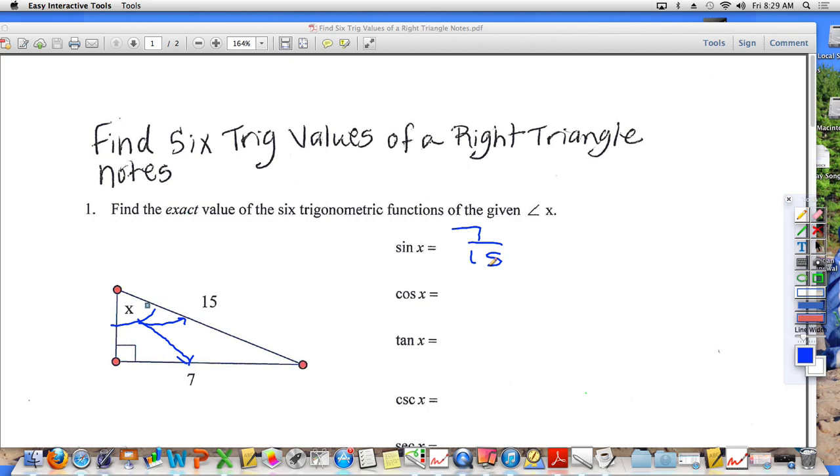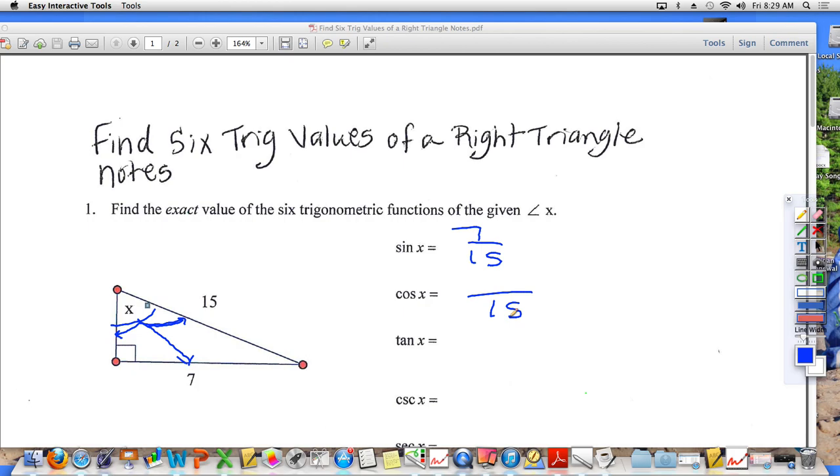Well, cosine means what? Adjacent over hypotenuse. Good job. Adjacent to x is this side. The hypotenuse again is the 15. So it is going to be something over 15. But we don't have the adjacent side. So what are we going to do to find it? Pythagorean theorem. And that's where I'm going to need you guys to be punching things into your calculator.